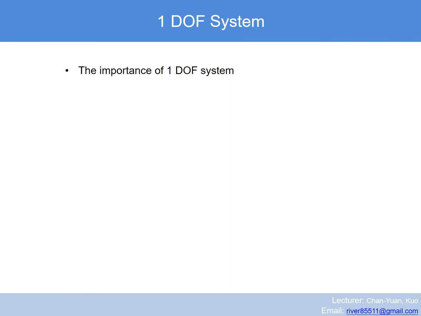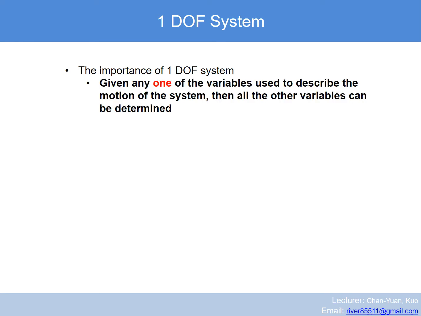From the previous revolution and translation joint examples, we see that both of the systems are a 1 degree of freedom system, or a 1DOF system in short. And what is so special about a 1DOF system? The importance of a 1DOF system is that given any one of the variables used to describe the motion of the system, all the other variables can be determined. This may seem confusing at first, but now let's demonstrate it with the revolution joint example.